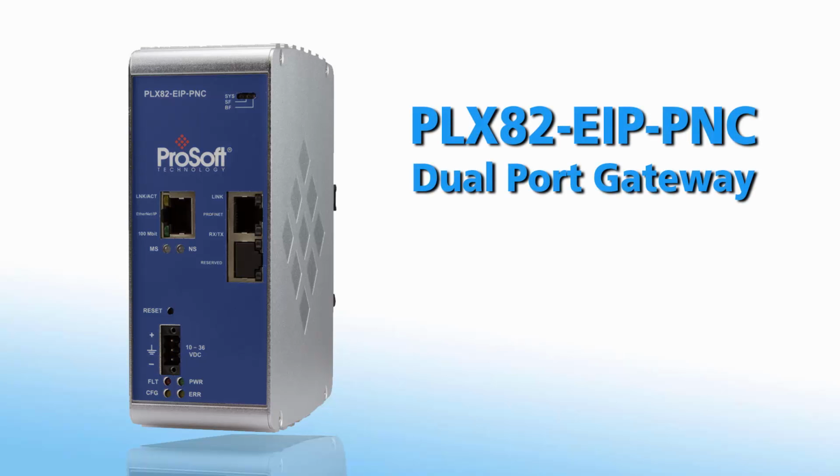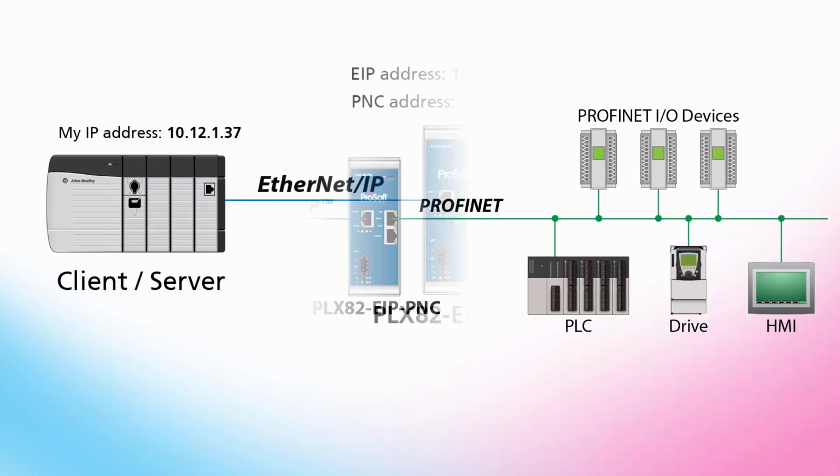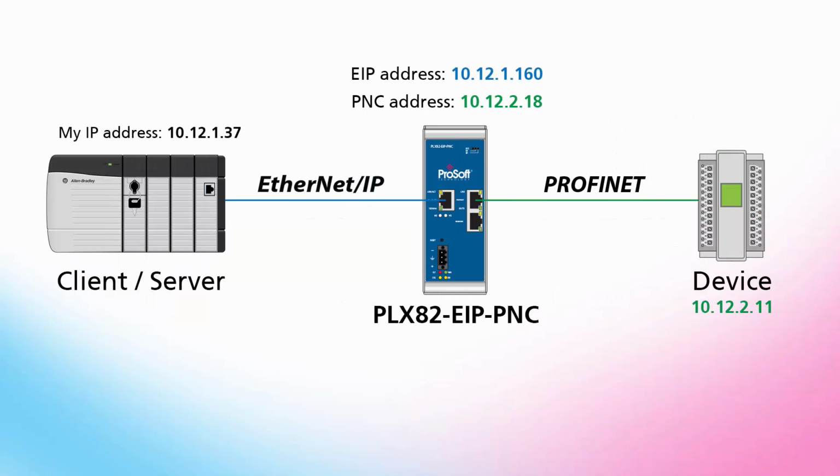Today we're going to be covering the PLX82 Ethernet IP to PROFINET controller gateway. This gateway allows EIP-based Rockwell processors to control up to 36 PROFINET RT devices by emulating a PROFINET controller on the PROFINET network. Ethernet IP-enabled Schneider Electric controllers can also use this gateway. In this video, we'll configure the gateway to allow a ControlLogix controller to read and write 128 words of data to a device on a PROFINET network.